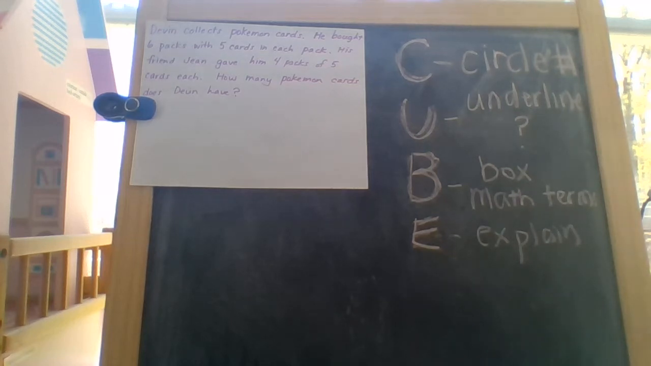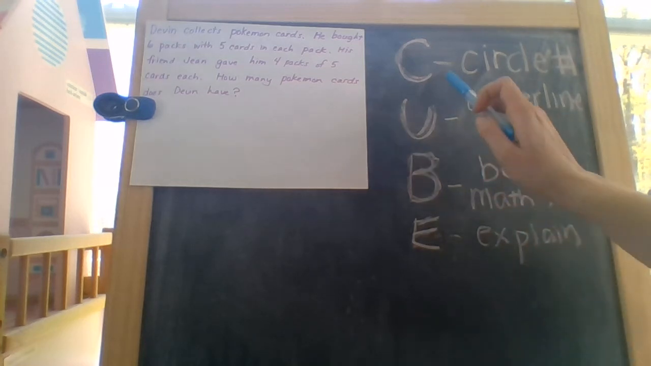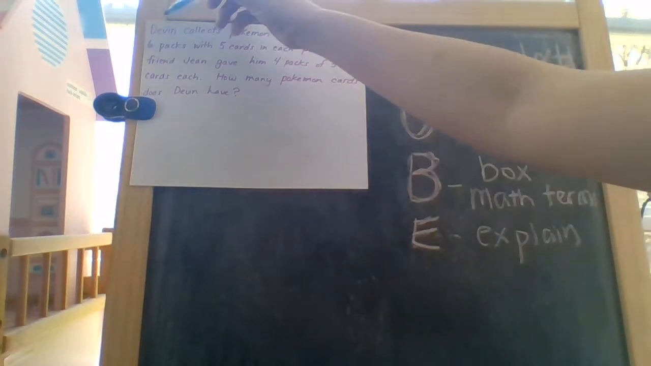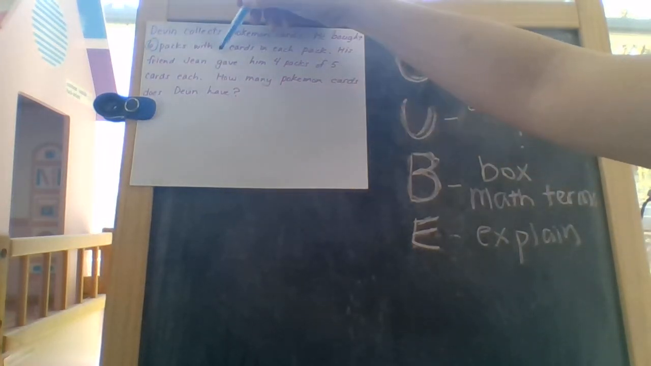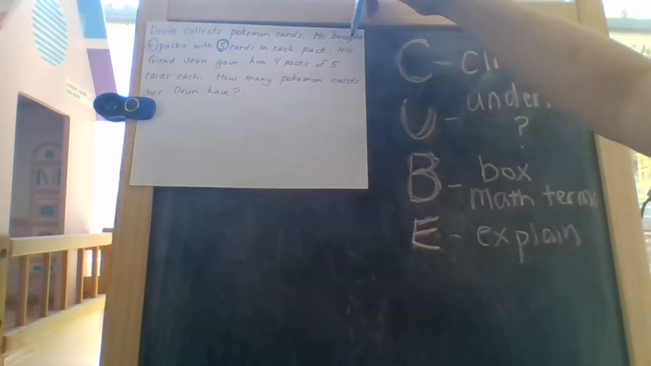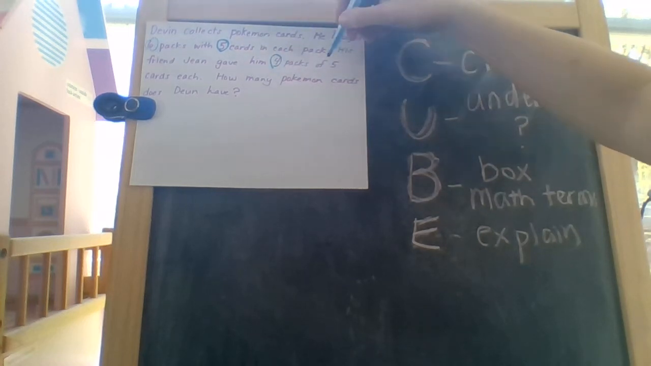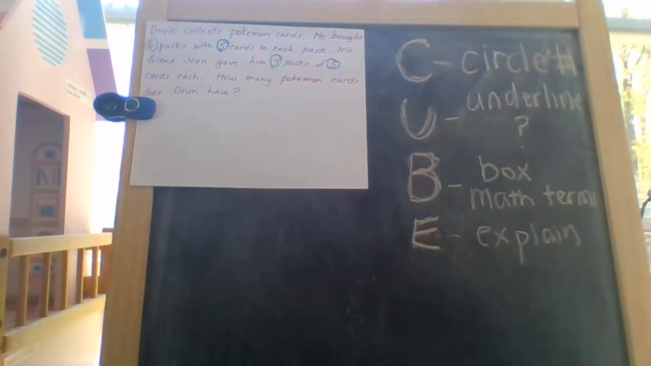Okay, this question says, Devin collects Pokemon cards. He bought 6 packs with 5 cards in each pack. His friend Jean gave him 4 packs of 5 cards each. How many Pokemon cards does Devin have? So let's start by circling our numbers. So I see 6 packs, I see 5 cards, I see 4 packs, I see 5 cards. Those are all my numbers.